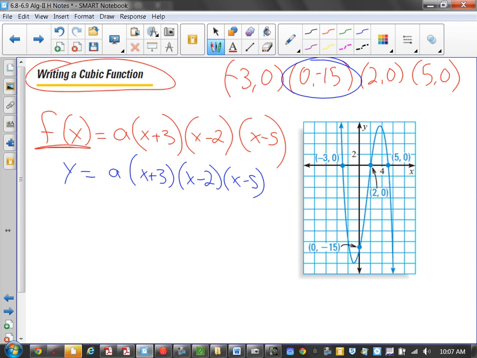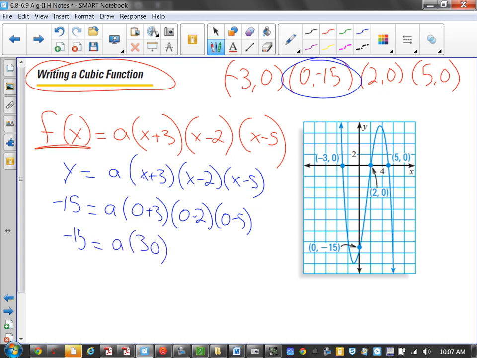So what's happening here is I'm going to use that last set of ordered pairs to substitute in for y and x. So in this case, my y value is negative 15. That'll equal a times 0 plus 3, 0 minus 2, and 0 minus 5. You okay with that? So what's 3 times negative 2 times negative 5? Positive 30. So what's the value of a? Negative half.